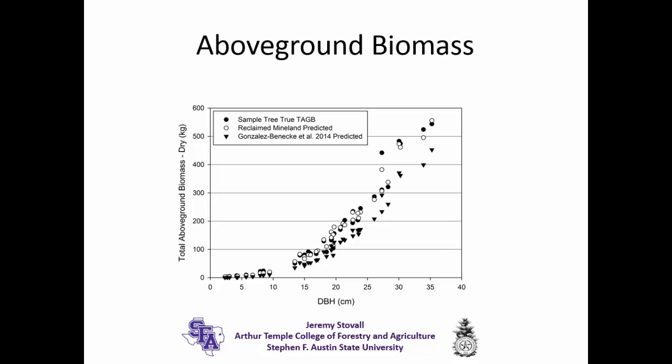And what you see at any given DBH, our mineland trees were a little bit bigger. They had a little bit more mass to them than trees on unmined lands, which was really a surprise to us. When we started breaking this down a little more and figuring out what was going on, what it looks like is going on is these trees are tapering a little less, particularly when they get large. And we don't know exactly why.